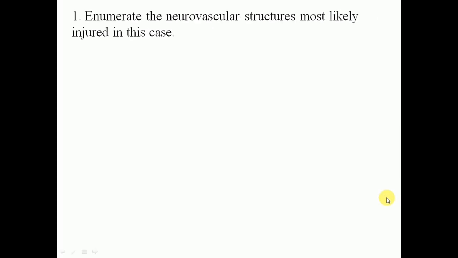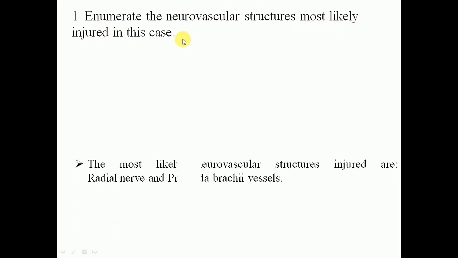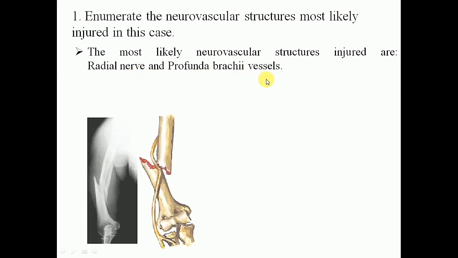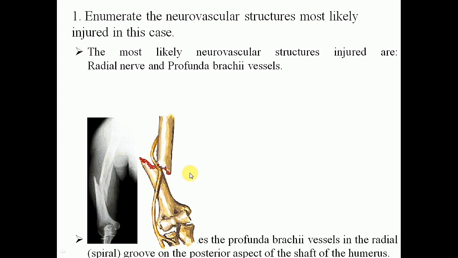Coming to question number 1. Enumerate the neurovascular structures most likely injured in this case. So the most likely neurovascular structures injured in this case are the radial nerve and profunda brachii vessels. As you can see here in the X-ray, there is fracture of the mid shaft of the humerus, and the nerve related here is the radial nerve. So the radial nerve will be injured and the accompanying profunda brachii vessels.